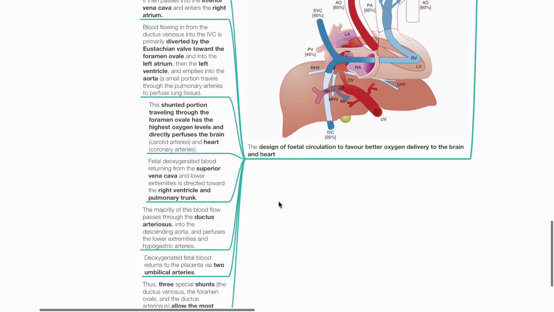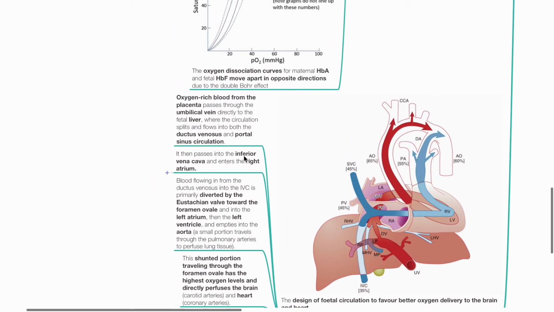The design of the fetal circulation favors better oxygen delivery to the brain and the heart. Oxygen-rich blood from the placenta passes through the umbilical vein directly to the fetal liver, where the circulation splits and flows into both the ductus venosus and portal sinus circulation. It then passes into the IVC and enters the right atrium. Blood flowing in from the ductus venosus into the IVC is primarily diverted by the eustachian valve towards the foramen ovale and into the left atrium, and then to the left ventricle, and empties into the aorta.